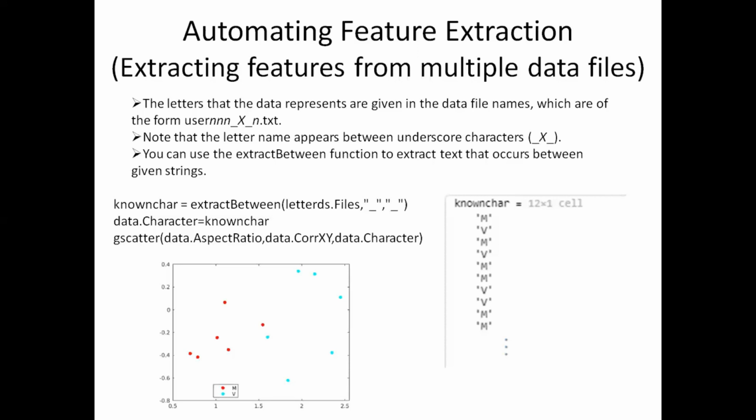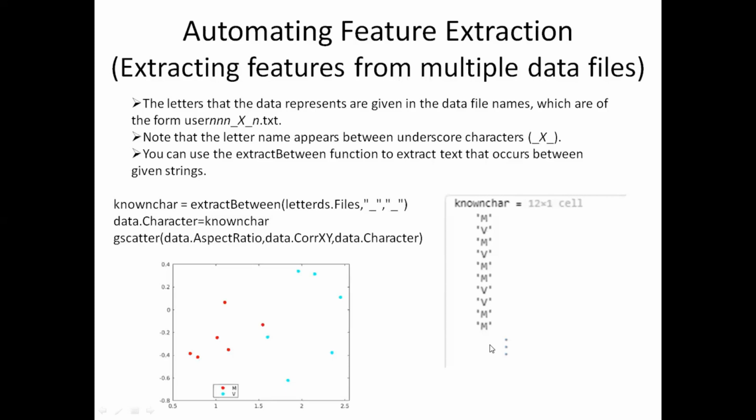So it will take all the files as inputs, take the file names, and extract the characters which are there between the two underscores. Those values are stored in this variable named known character. You can see it is displayed here. This is the information that is extracted from the file names.